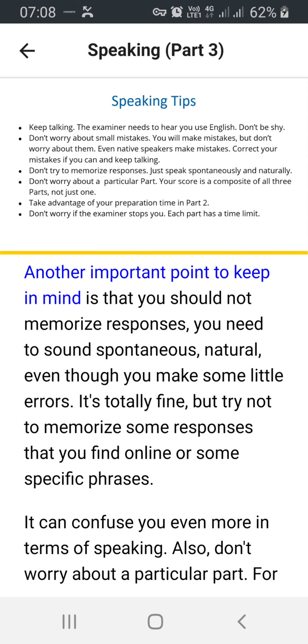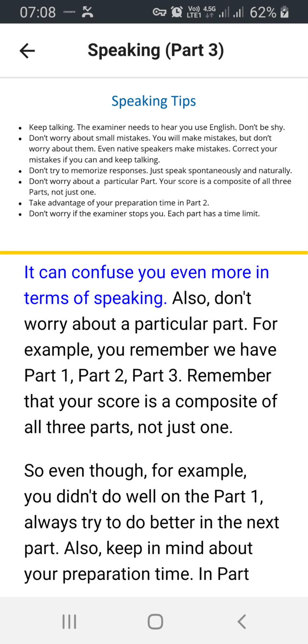Another important point to keep in mind is that you should not memorize responses. You need to sound spontaneous, natural, even though you make some little errors. So it's totally fine, but try not to memorize some responses that you find online or some specific phrases. It can confuse you even more in time of speaking.